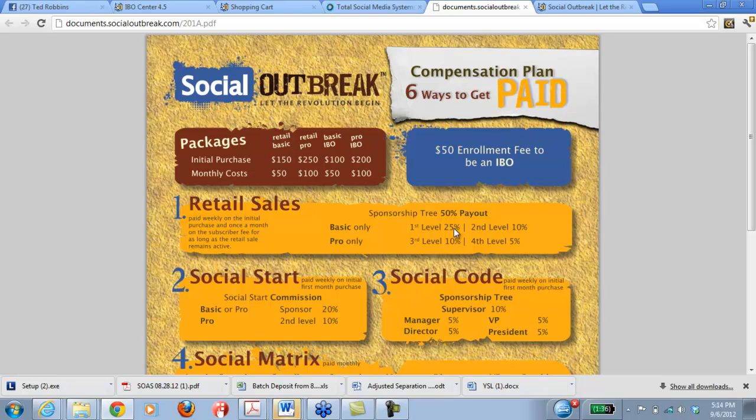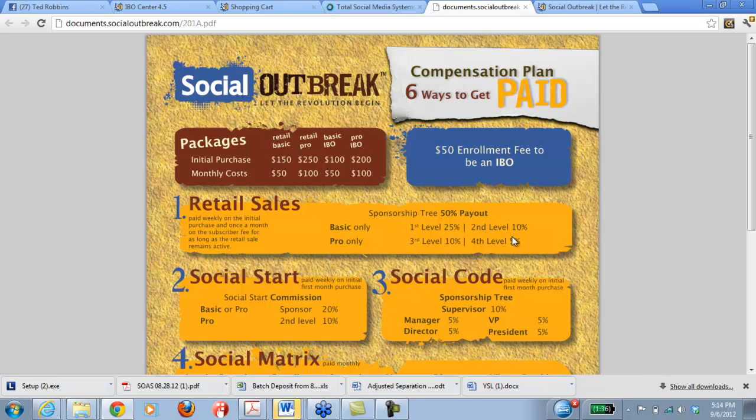And then if I go through the lineage of the sponsorship tree, and the sponsorship tree is different than the placement tree, the placement tree is someone who you might have been placed under. The sponsorship tree is who basically brings me in. So if I'm brought in as a reseller by Joe, and Joe's brought in by Sally, Joe, when he brings me in, is going to get 25%. Sally's going to get 10%. Whoever brought Sally in is going to get 10%. And then the fourth level is 5%.